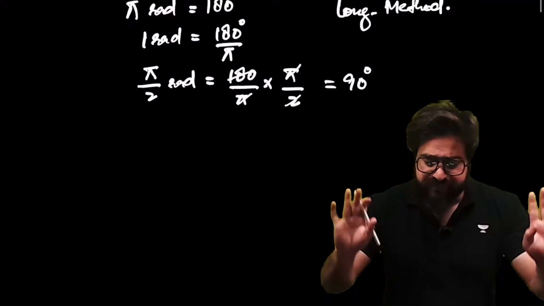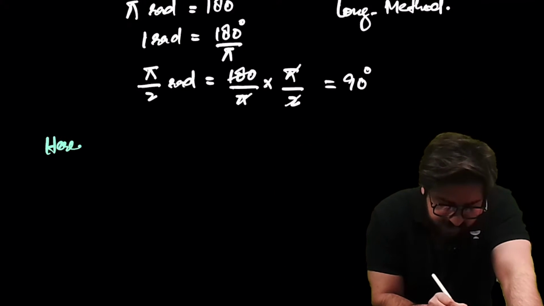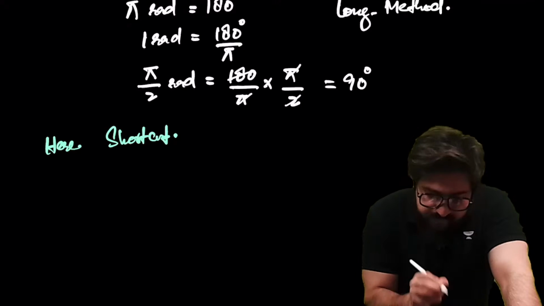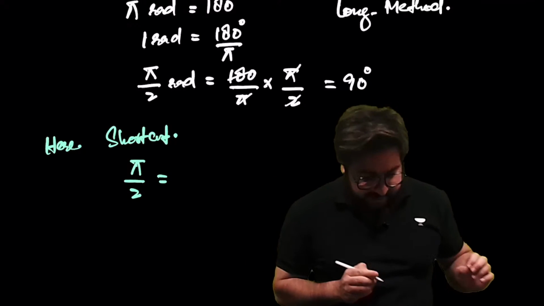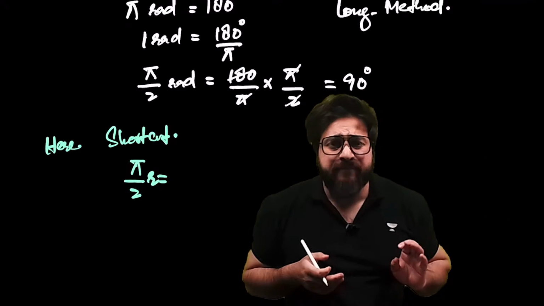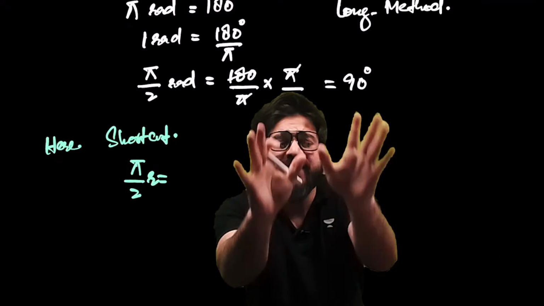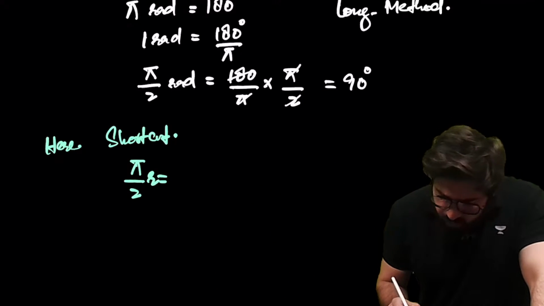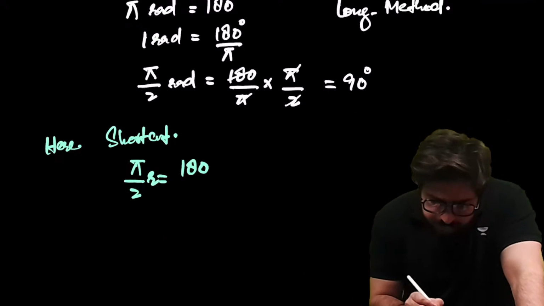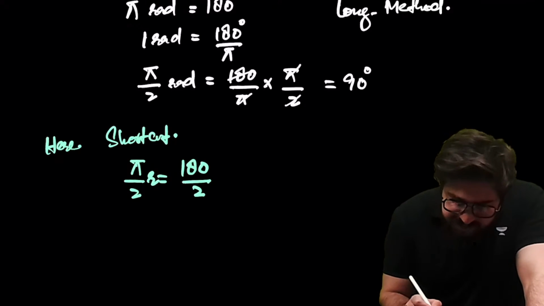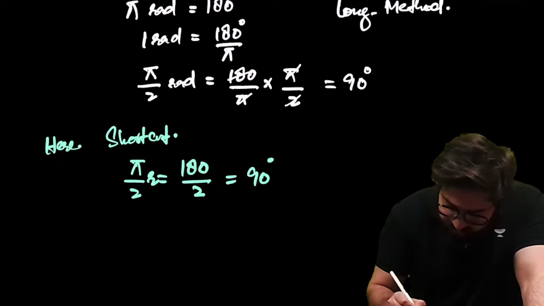Let me tell you the shortcut. We have pi divided by 2 radians. Now, my dear friends, listen to me very carefully. Instead of this pi, I want you to write 180 degrees, because we know pi is equal to 180. So we write 180, and you have this 2 over here; divide by 2. 180 divided by 2 is 90 degrees, directly with one single trick.